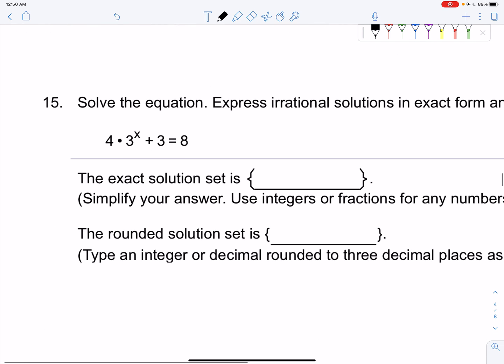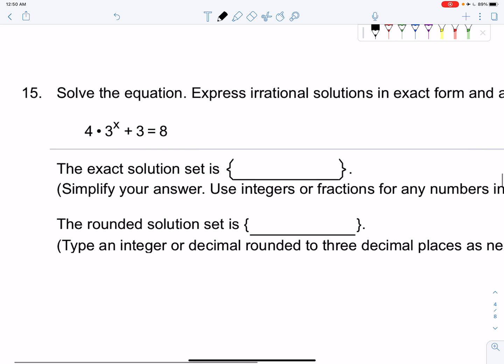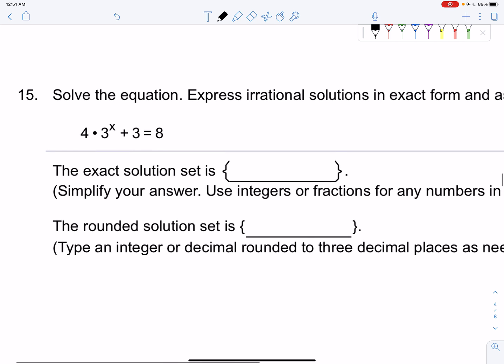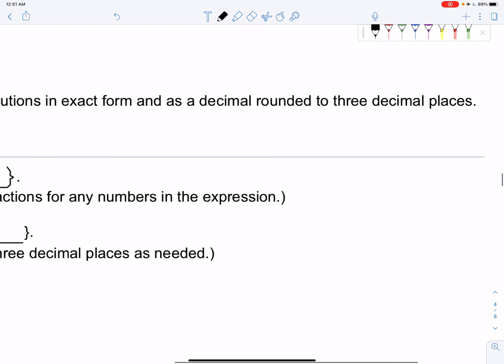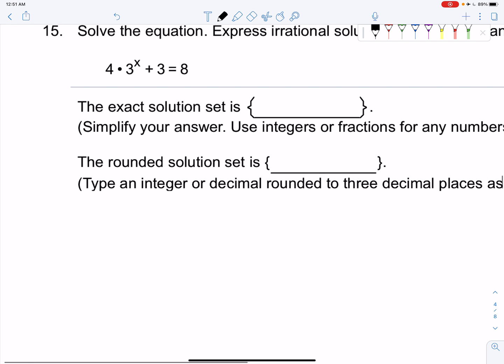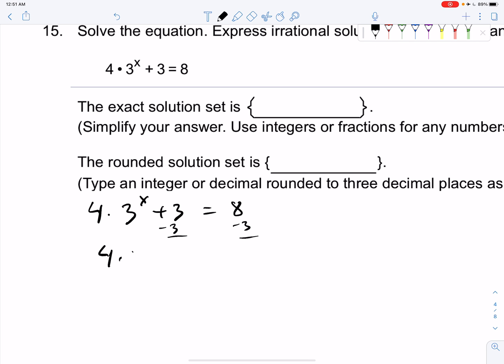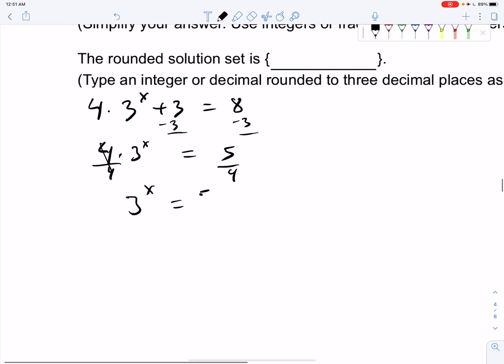All right, now let's take a look at this next one. Solve the equation, express irrational solutions in exact form, and as a decimal rounded to 3 decimal places. So let's write it down again and work it out. We've got 4 times 3 to the x plus 3. We're trying to isolate x, so we can subtract 3 off both sides. Now we've got 4 times 3 to the x equals 5. Of course, we can divide by 4, giving us 3 to the x equals 5/4.